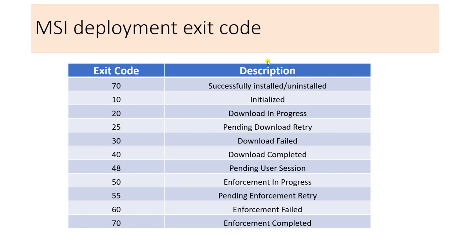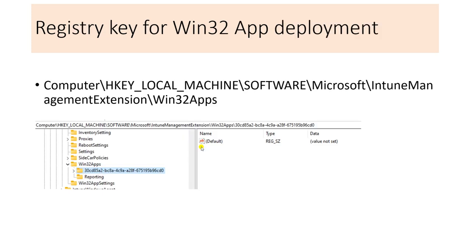That means your task, your process, or your deployment is executed as per your expectation. If it is a 10, then it is initialized; 20 is download in progress; 25 is pending download retry; then the download failed, and so on. So you can read this or you can take a screenshot of this.